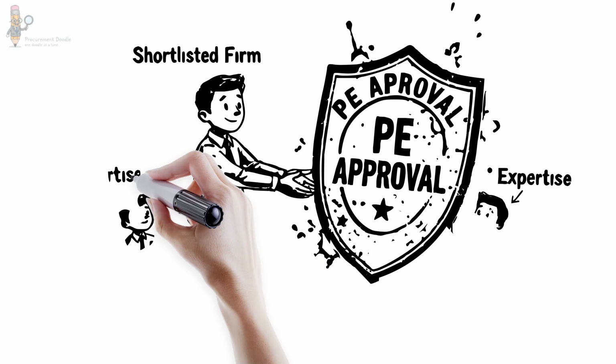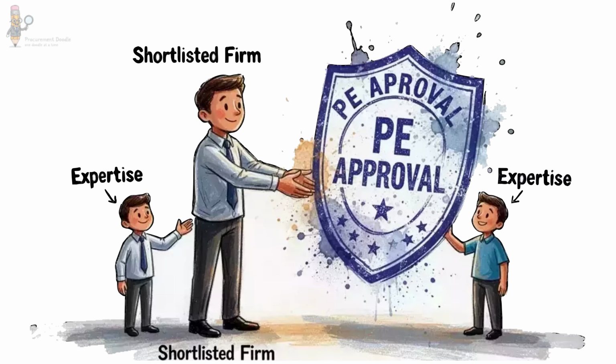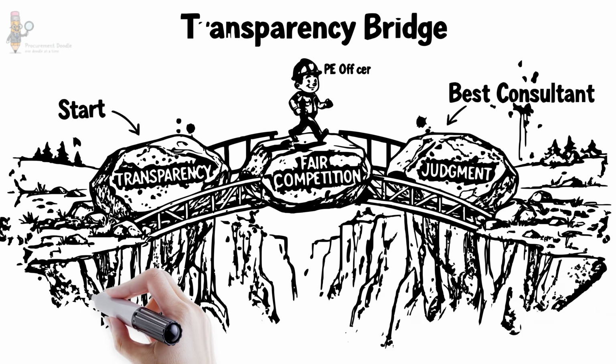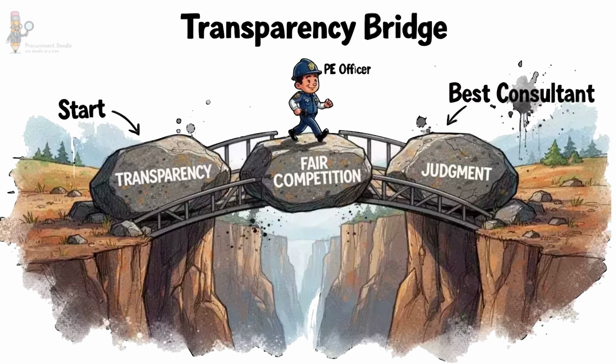After issuing invitations, require firms to confirm their intention to submit a proposal. Always identify 1 or 2 additional firms as backups in case any shortlisted firm declines. By following these rules for both the long list and the short list, the procuring entity ensures transparency, fair competition, and the best possible consultant for the assignment.